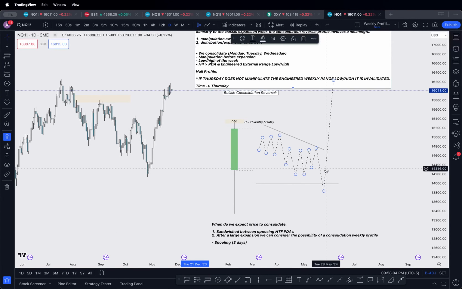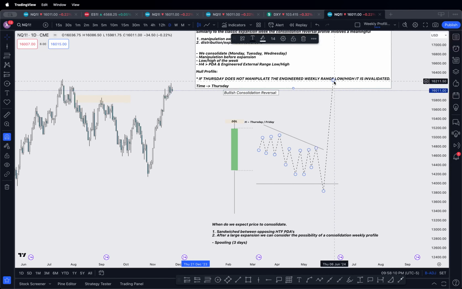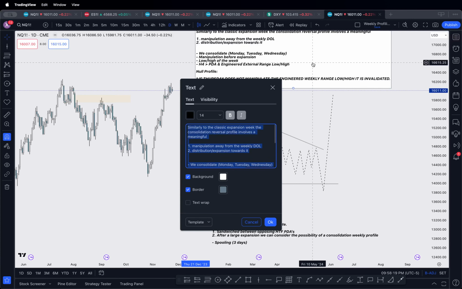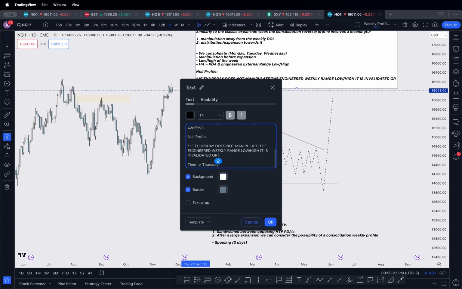Write that in your notes, guys. If Thursday does not manipulate the engineered weekly profile lower high, are you going to trade it as a consolidation reversal profile? No, just sit it out. Because what will you be trading? Also, someone said this earlier. What do you want to see? If it doesn't, SMT. Yeah.